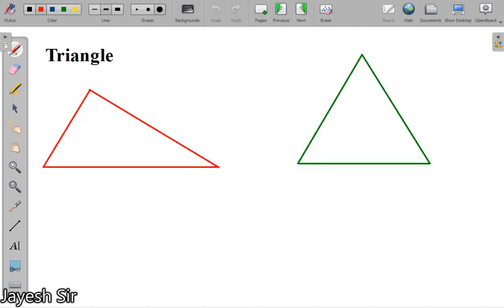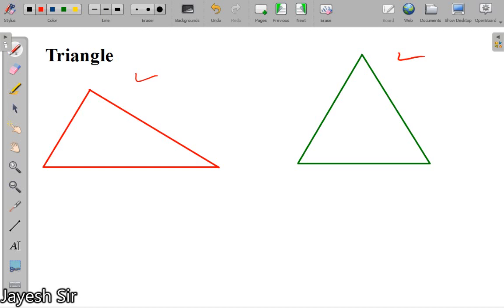Next, for a triangle, I have taken two types of triangle here. This is a scalene triangle, this is an equilateral triangle. Green one is the equilateral triangle, red one is the scalene triangle. Whatever the shape of the triangle is, the basic formula of area is the same for all sorts of triangles. There is a special case for the equilateral triangle. Equilateral triangle has two formulas for areas, as well as two formulas for parameters.